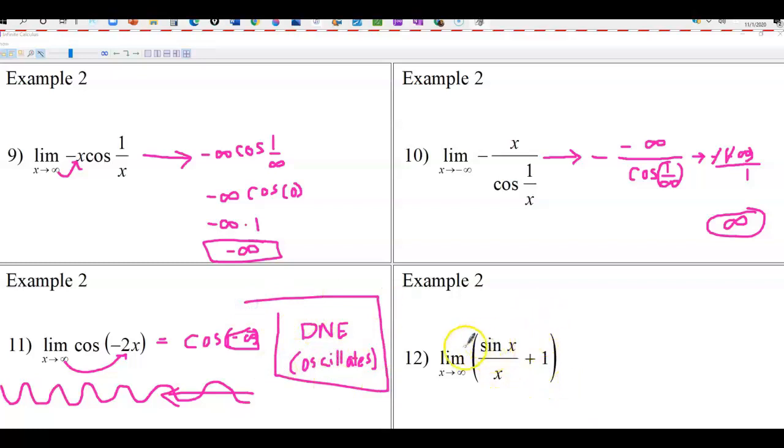Go ahead and take a look at this one here. So if I apply the limit to the sine, we're going to get sine of infinity.